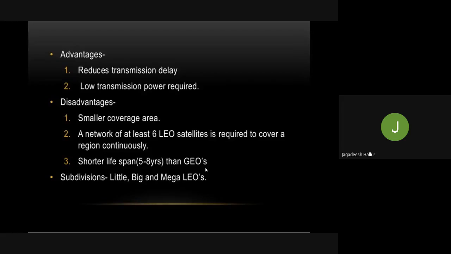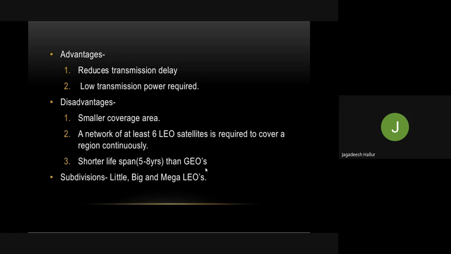They are going to divide the regions into little, big and mega low Earth orbit: small area, a bit bigger area, and a bigger area. Based on that, they are going to launch a satellite, and the height is 600 to 1000 kilometers. The distance may vary in low Earth orbit and medium Earth orbit, but the distance is fixed in geosynchronous, that is geostationary orbit.